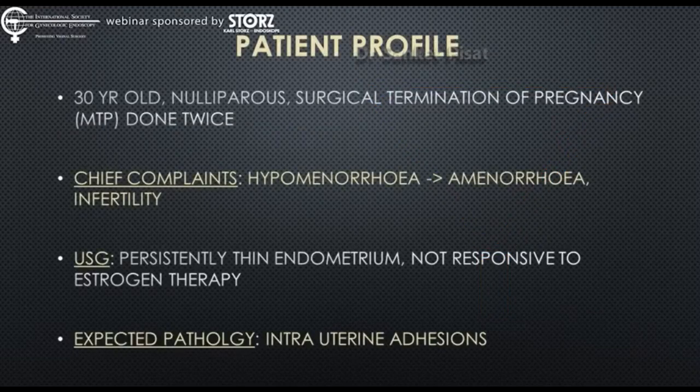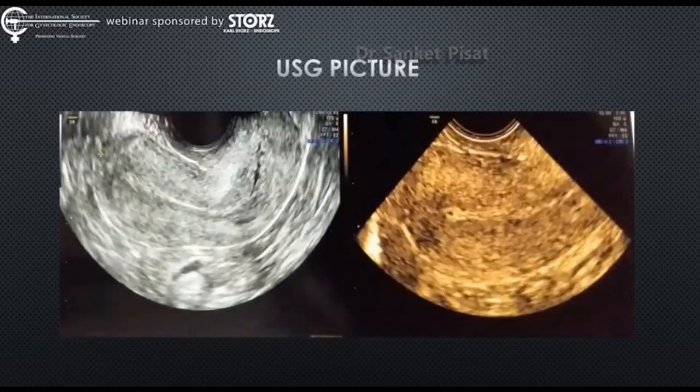We will be looking at 2 separate cases. This first case is a 30-year-old nulliparous lady who has had surgical termination of pregnancy by suction evacuation done twice before, and her chief complaint was hypomenorrhea. This is the ultrasound image that shows a thin endometrial lining and an irregularity of the endometrium both at the fundus and in the mid segment of the uterus.